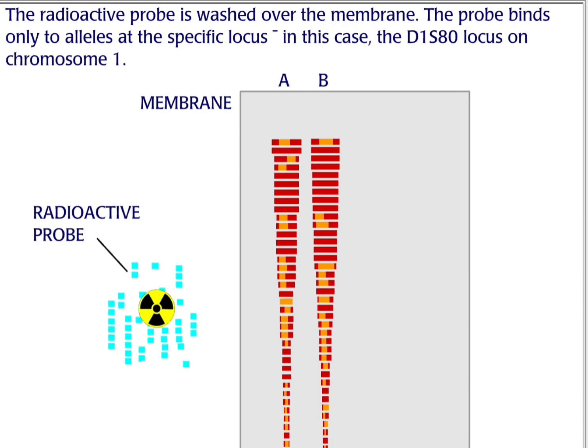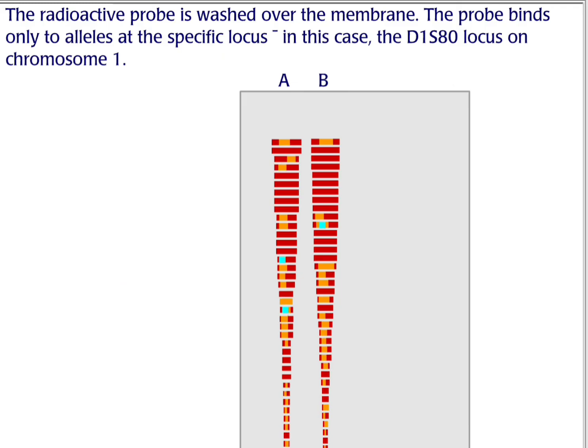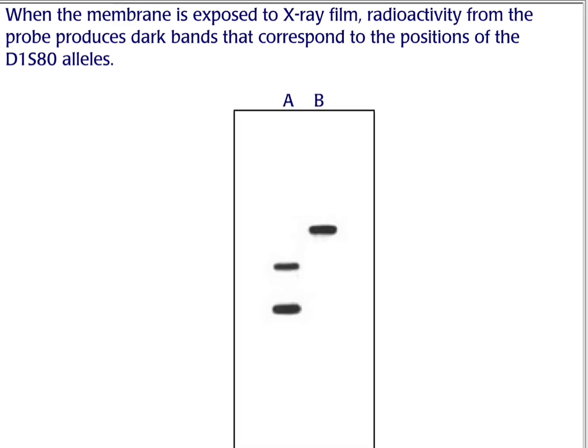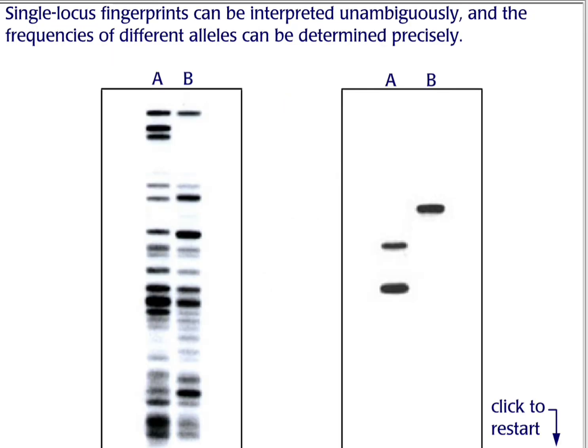The radioactive probe is washed over the membrane. The probe binds only to the alleles at the D1S80 locus on chromosome number 1. When the membrane is exposed to X-ray film, radioactivity from the probe leaves a dark band that corresponds to the position of the D1S80 allele. A single locus fingerprint can be interpreted unambiguously and the frequency of different alleles can be determined precisely.